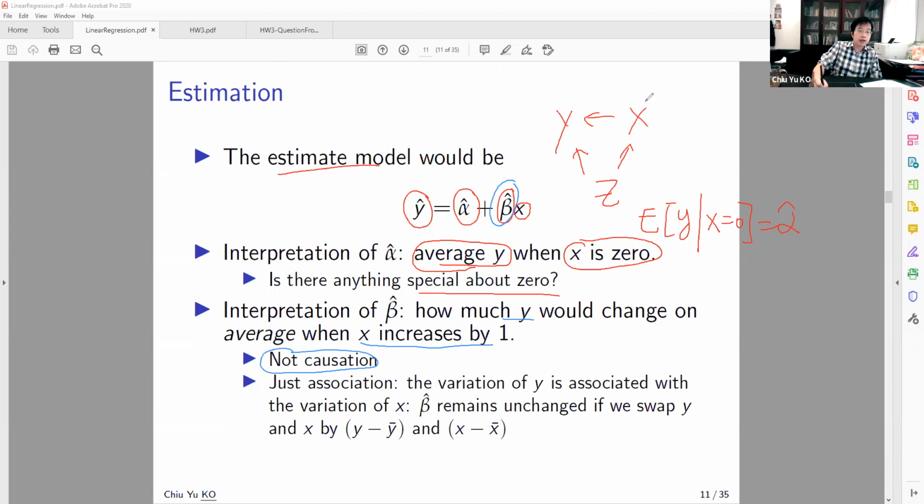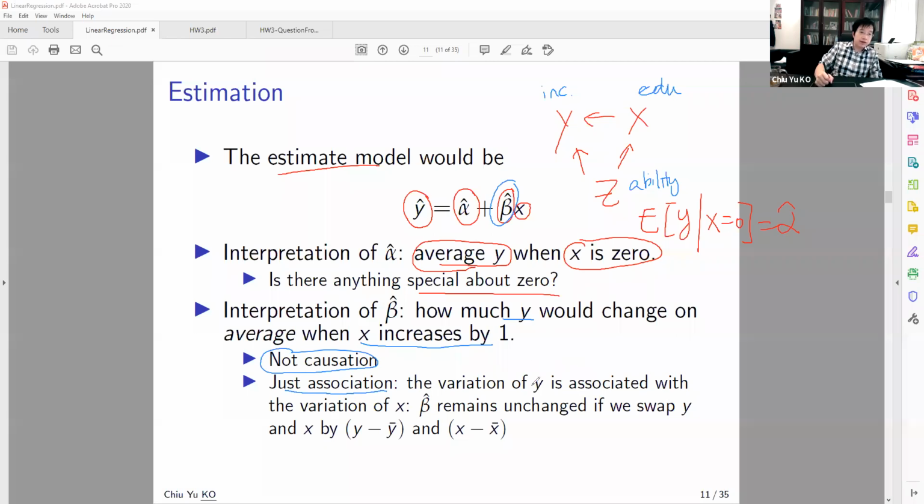It's not that you change X and Y will change, because there may be an underlying Z that changes both of them. Say this is education, and this is income, but this may be ability. Getting smarter will increase your income and also increase your education. It's just association.